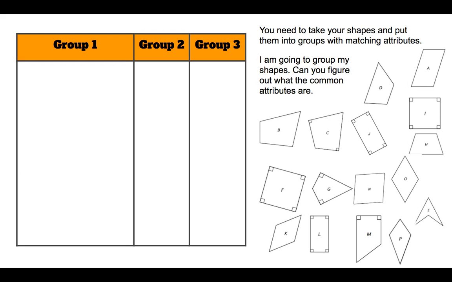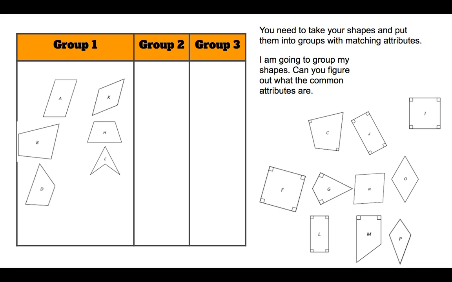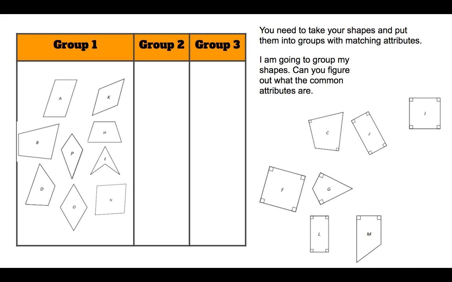Okay, so now I am going to group my shapes, and I'm going to see if you can figure out what the common attributes are. So here we go. I'm going to take shape A, put it in group 1. B, group 1. H in group 1. E, D, I'm going to throw that in group 1 also. A lot of things going into group 1. O, I'm going to put O in group 1. P, I'm going to put in group 1. There you go. Now I'm starting to put things in group 2.